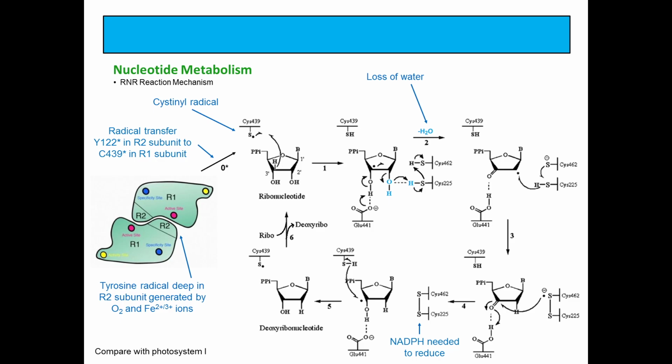And that tyrosine is very deep inside the R2 subunit, right? It's virtually inaccessible, right? How did we get the tyrosine to look that way? Well, around the tyrosine, which I'm not going into detail, you can read the paper if you want to look at more detail. I linked the paper on D2L for you.